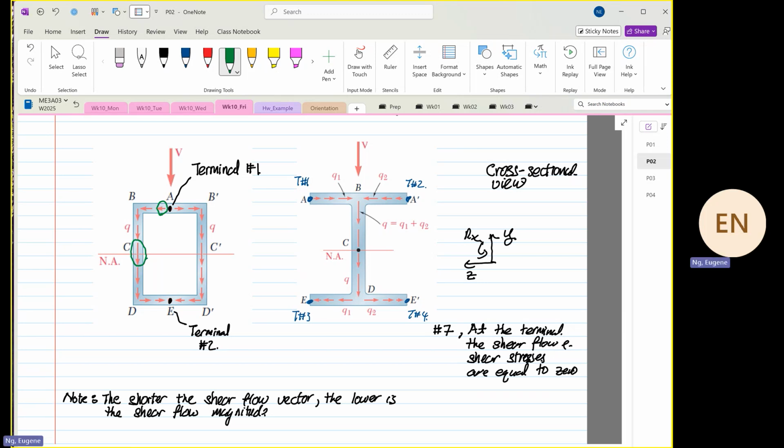And then if you look at over here, likewise, the arrows are very small. So when it just leaves the terminal, the shear flow is very small. And then when it's further away from the terminal, the shear flow is very big, and so on and so forth.